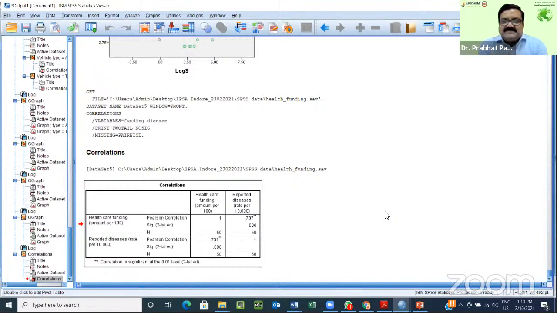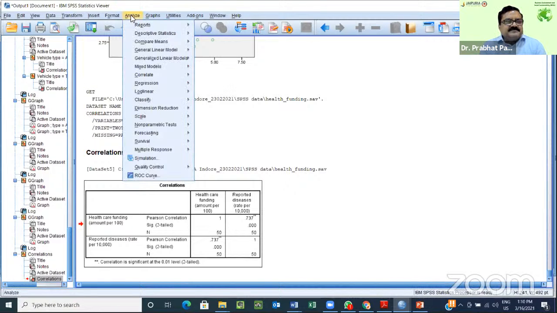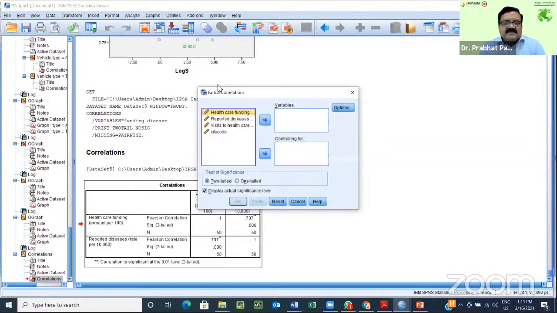Anyway, so the basis is that they're saying that, okay, when I look at the government funding and the number of disease, they are highly correlated. So this means the government funding is going somewhere else and people are not being treated. So that's the news, right? Now, we go to correlation, not the bivariate. Now we are going to the partial correlation. Okay. Now we are calculating a partial correlation.